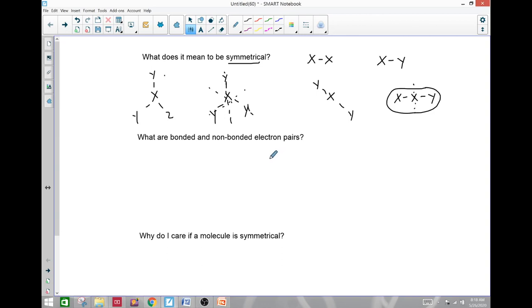All right, so what are bonded and non-bonded electron pairs? A central atom is going to determine if the molecule is symmetrical. Now, with that said, it has electron clouds around the outside. So let's say I might just say something like this. That would be representing something like this, where I have an electron cloud that's just hanging out here, and it's got this guy. I could have something that looks something like this. Now that's got two electron clouds. We call these things right here electron domains.